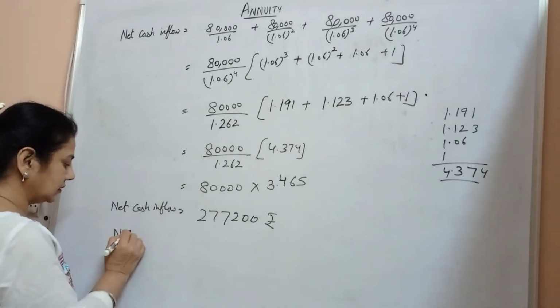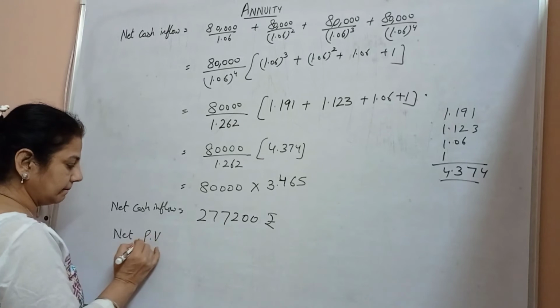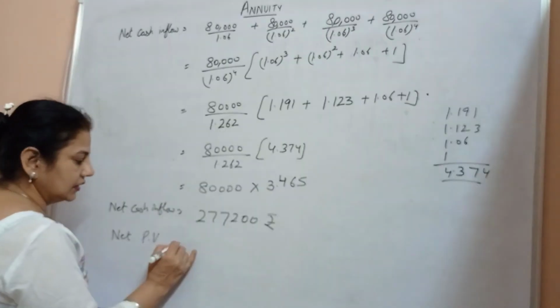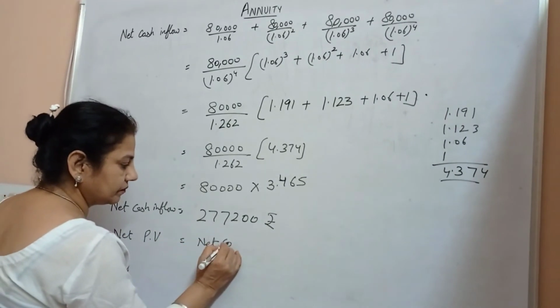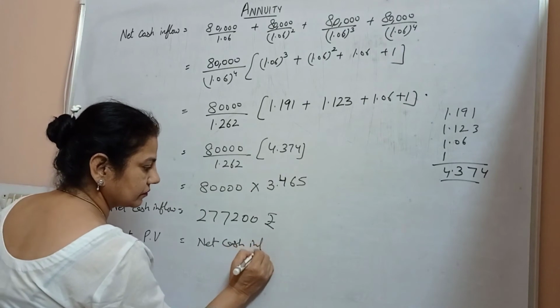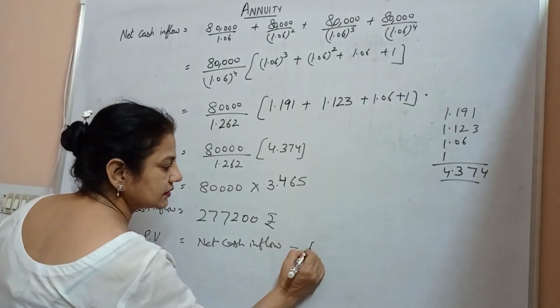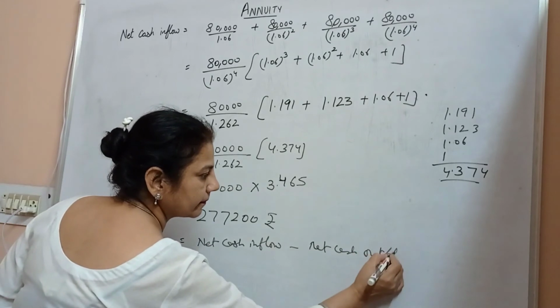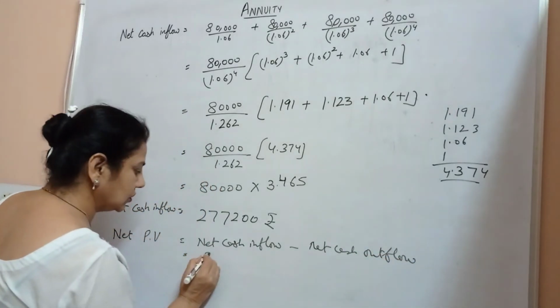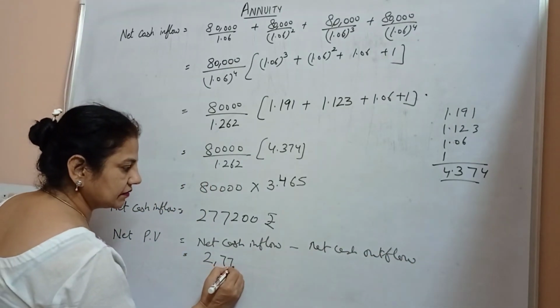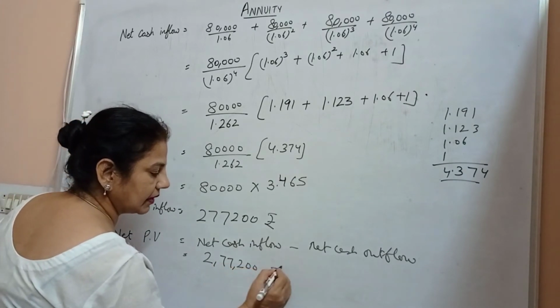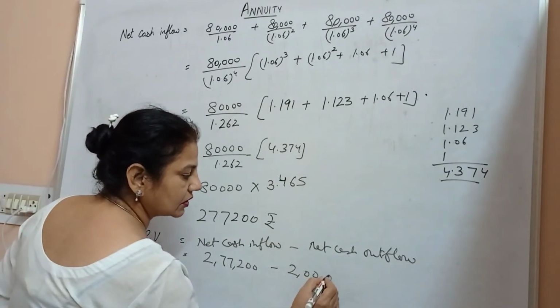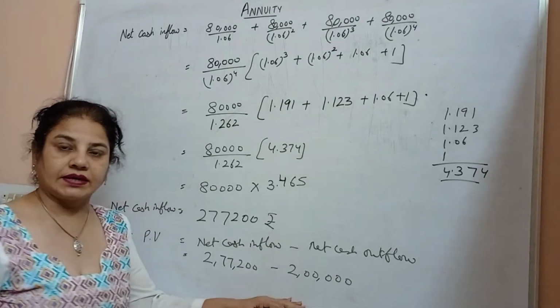So net present value is given as net cash inflow minus net cash outflow. That means 2,77,200 minus 2 lakh, because the investment is of 2 lakh.